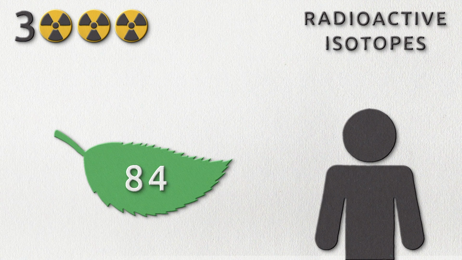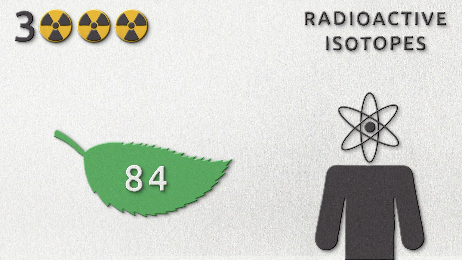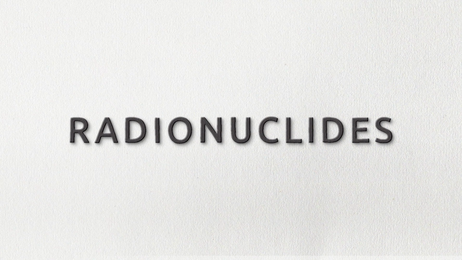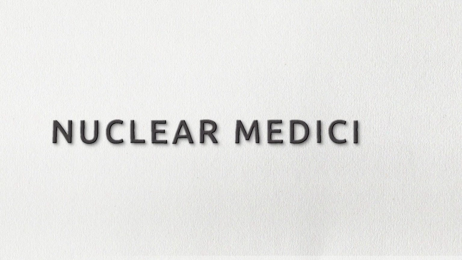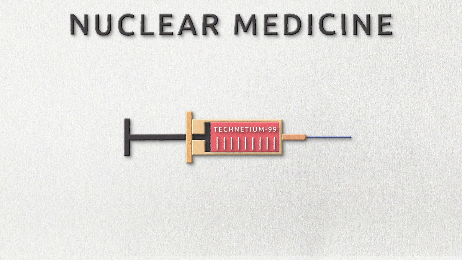However, only about 84 of them occur in nature. The others have been artificially produced through various nuclear reactions. Radionuclides are quite useful and have many applications, like in medicine. For example, nuclear medicine involves the use of radioactive isotopes. For example, technetium-99 is injected or swallowed as a pill by the patient to assess the functioning of various organs or to even assess bone growth and formation.